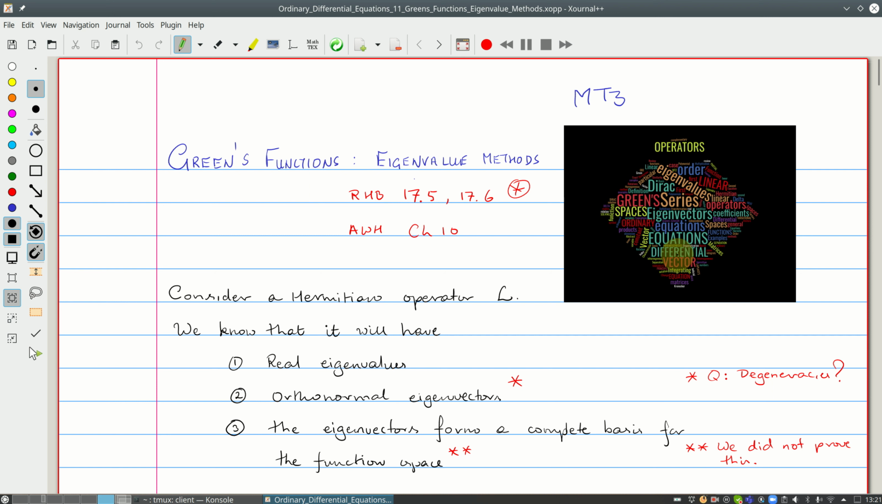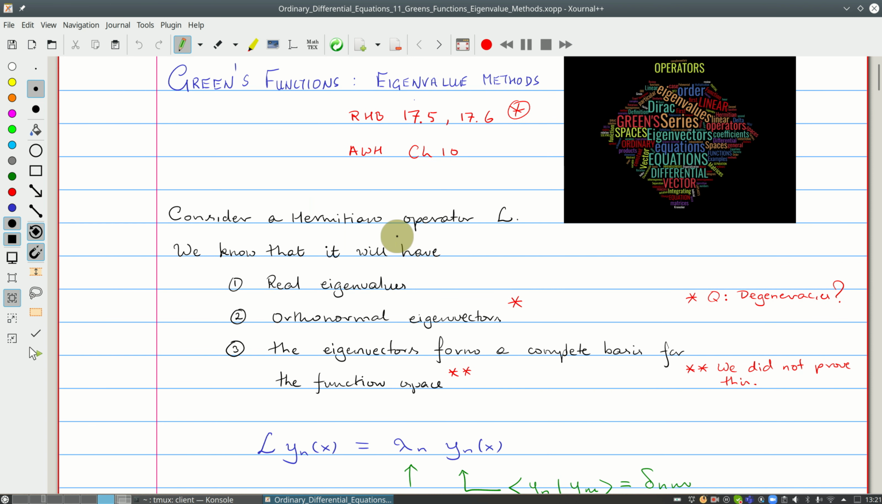Okay, so here's what we're going to do. Consider a Hermitian operator L, a differential operator L. Now if it's Hermitian, then we will know it will have real eigenvalues, and its eigenfunctions will be orthonormal. And the eigenfunctions form a complete basis for this function space.